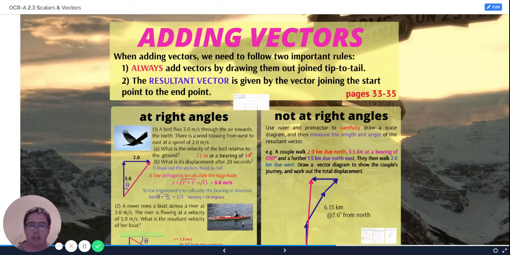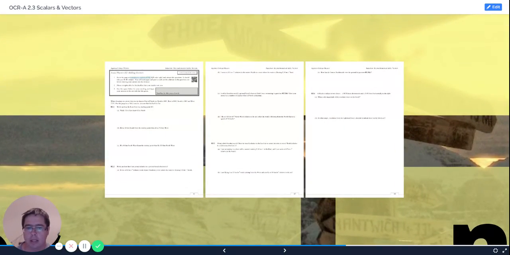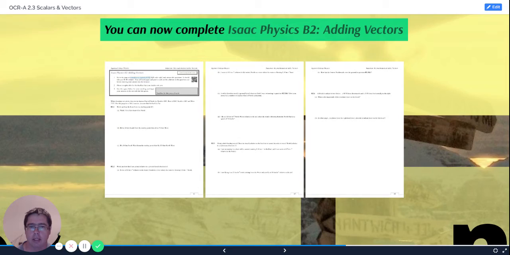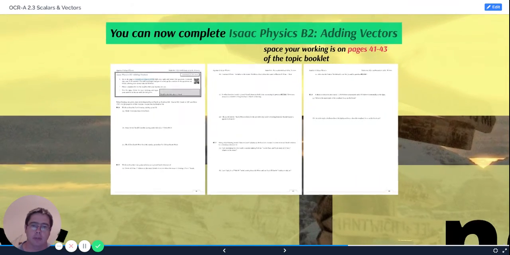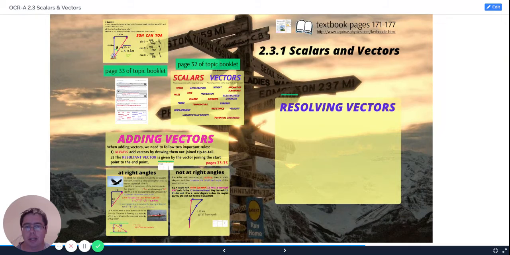Okie dokie. So you are now all experts at adding vectors together. And there's an Isaac Physics exercise for you to have a look at. Isaac Physics B2, adding vectors, pages 41 to 43 of the topic booklet. Deadline's the end of the week for that, but the sooner you do it, the sooner it's done, and the better. Okay.